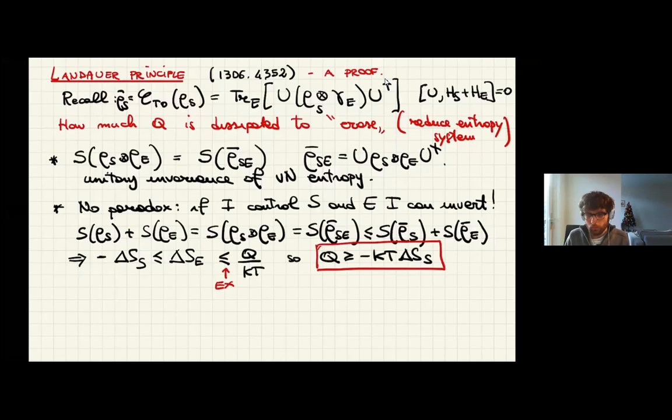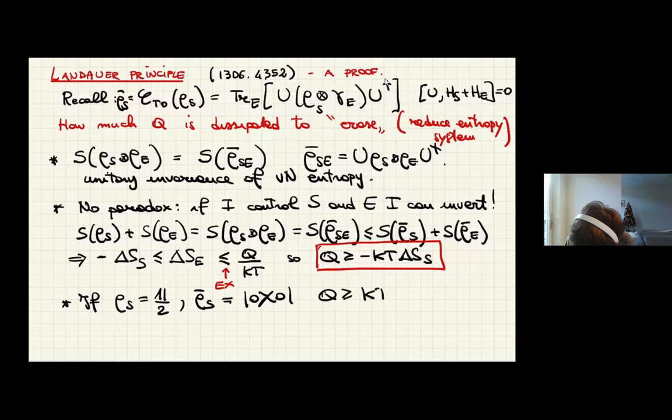Now, if my initial state was maximally mixed, say a qubit, and my final state, rho s bar, is pure because I am resetting my state to a fixed blank state, for example 0, then the change of entropy is minus log 2, and then you get Landauer's principle in the standard form.